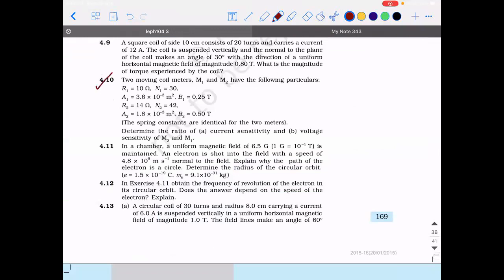Let's try to do this one. There are two moving coil galvanometers, M1 and M2, that have the following particulars.